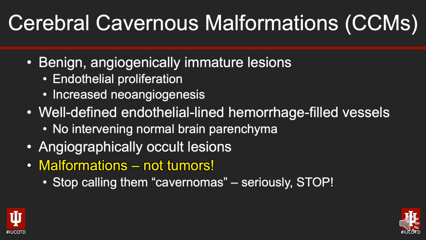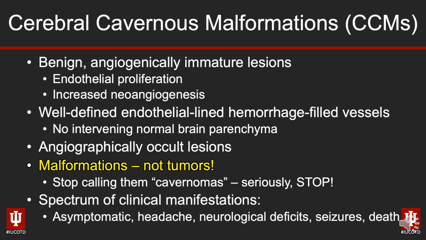What I want to stress to you is these are malformations. They are not tumors. So we need to stop calling these cavernomas. Anytime you see oma at the end of a word as the suffix, that suggests that we're dealing with a mass, by definition, a tumor. Well, these are not tumors. These are vascular malformations. So this is really poor terminology to call them cavernomas. The better terminology is to call them cerebral cavernous malformations.